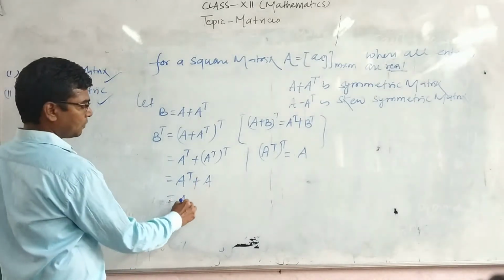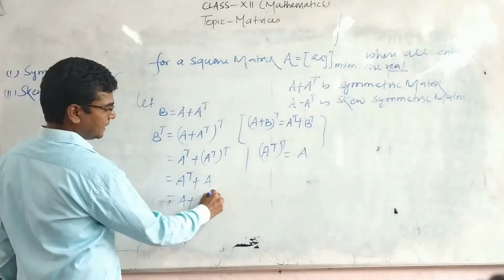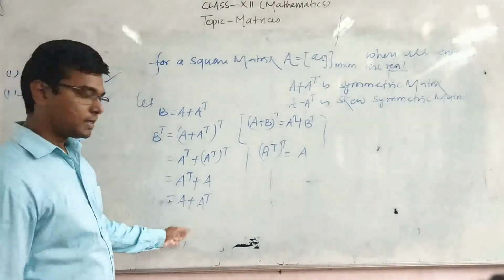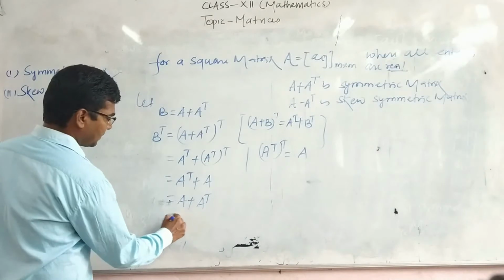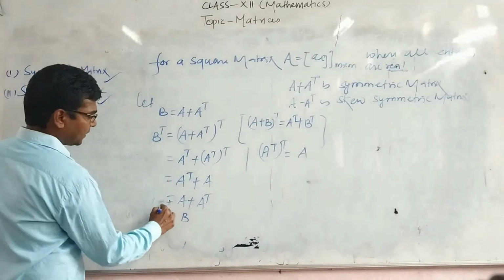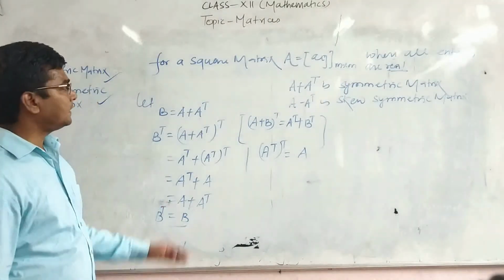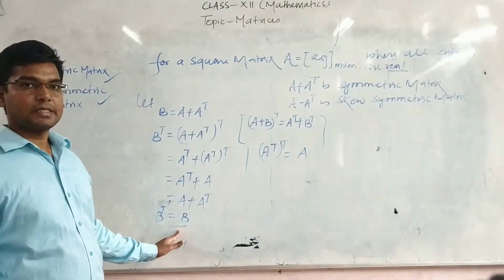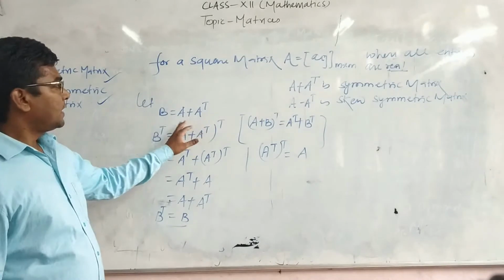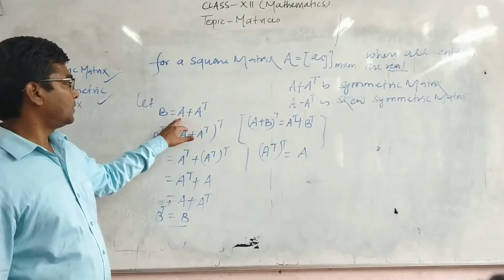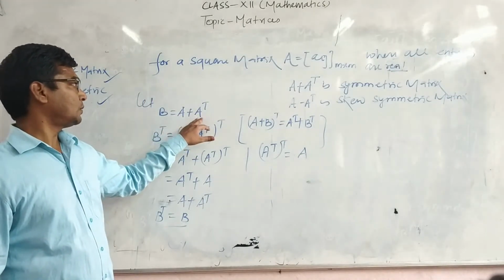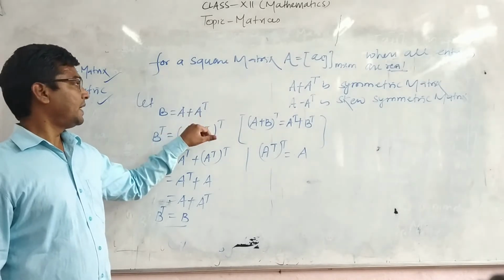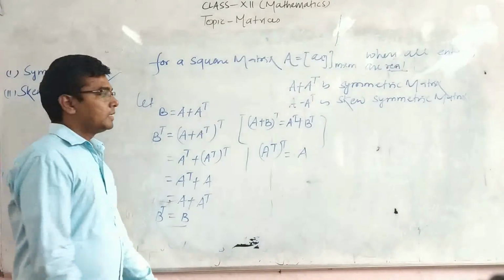From here we can observe that matrix addition is commutative. So we can write like this. So this is nothing but our matrix B. So from here it is very much clear that the B matrix is a symmetric matrix. Okay. So whatever I have told you, that the sum of the matrix and the transpose of the matrix will give us a symmetric matrix.